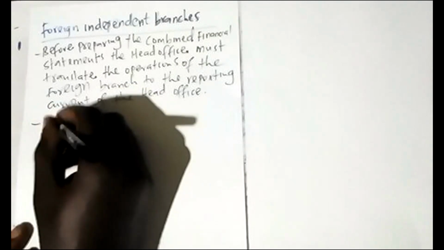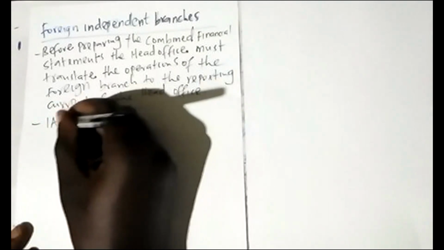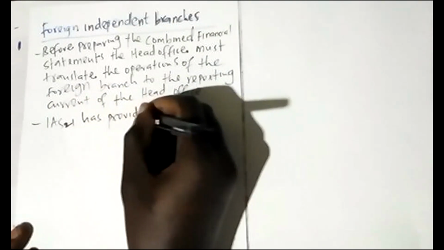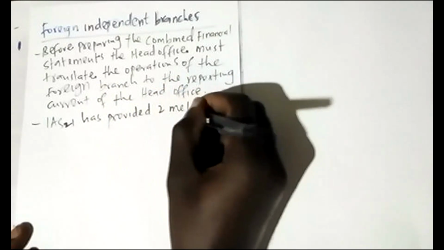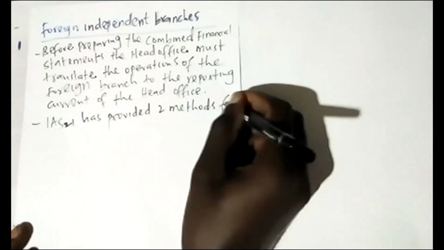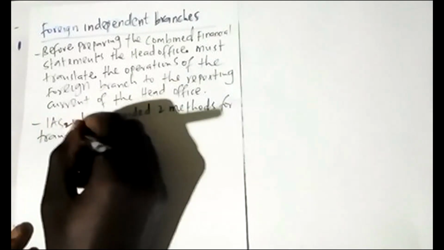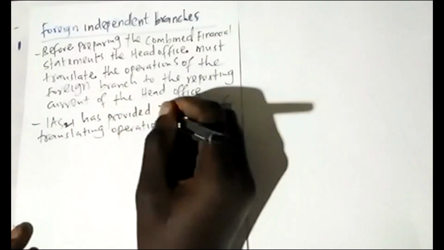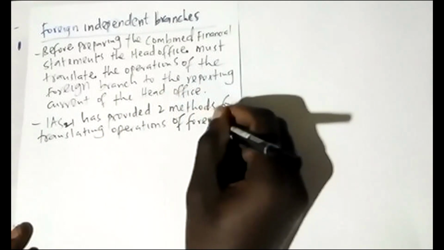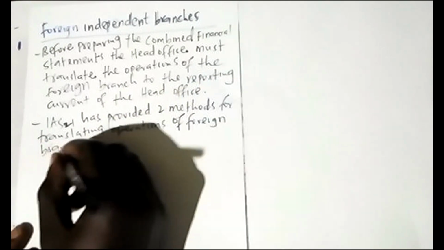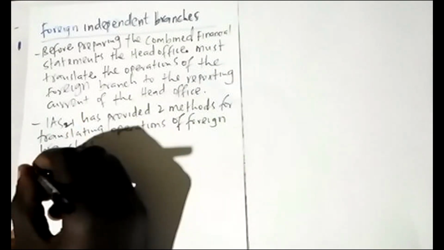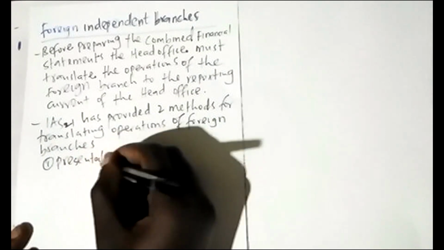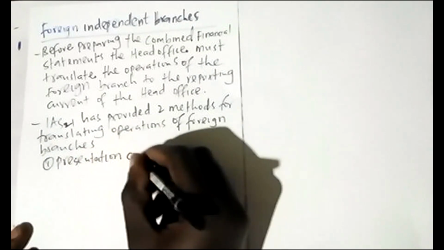So according now to IAS 21, International Accounting Standard 21, has provided two methods for translating the operations of a foreign branch. So we have the first one being presentation. So we call it the presentation currency method.